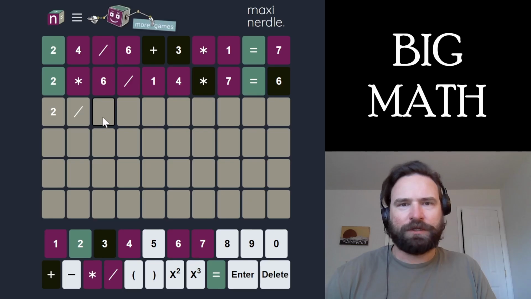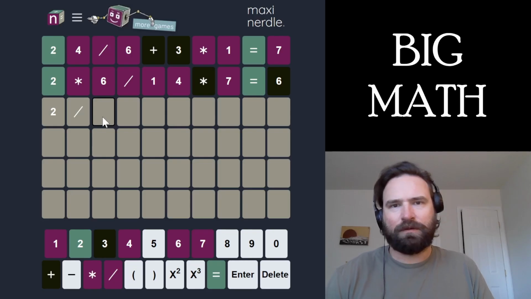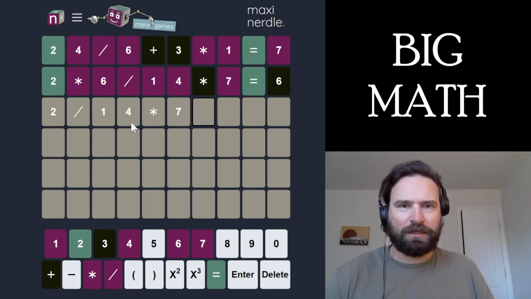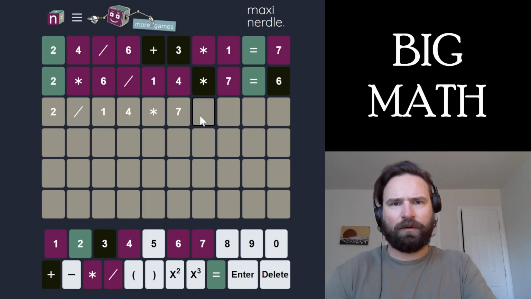I don't know. I just want to shuffle stuff around. 2 divided by 14 times 7. I just gotta move stuff around. So 2 divided by 14 is 1 over 7 times 7 is 1. Now I can just do divided by 1 equals 1.